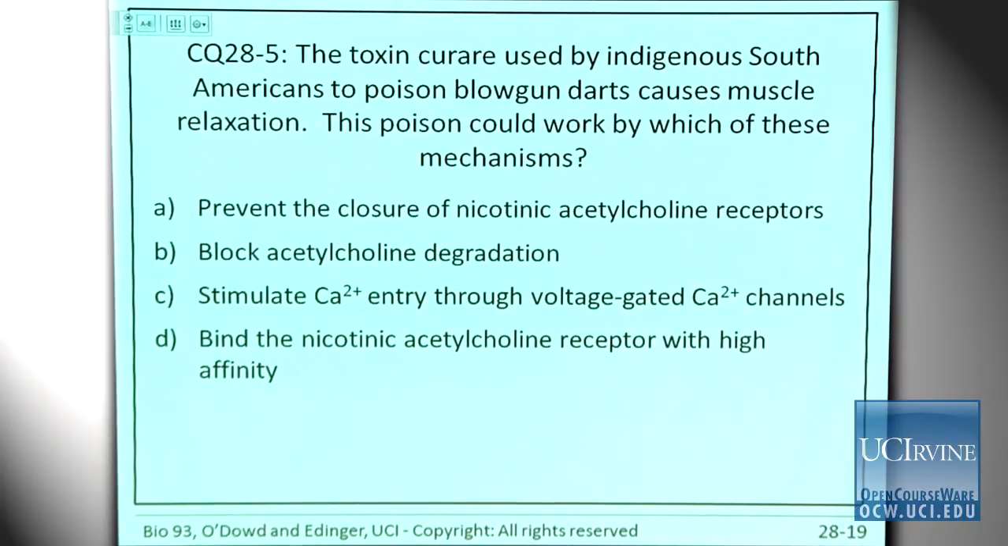And this is a really important concept that I think, when you're new to biology, might be a little tricky: curare works as a competitive inhibitor. It binds to the same place as acetylcholine does, but it doesn't open the channel. And this is the way a lot of inhibitors work in biology. They bind to the same spot as the natural ligand, but they don't cause a natural effect. So the correct answer is D.